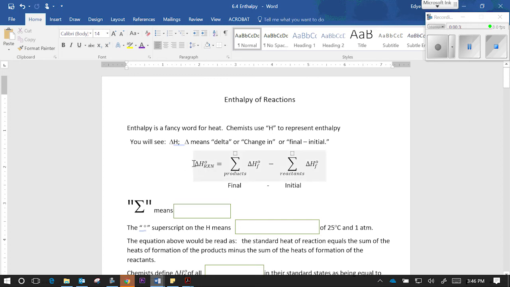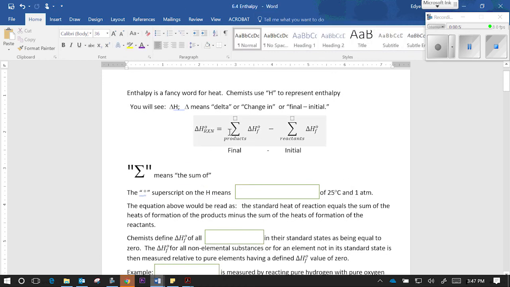So delta H for a reaction, Rx, stands for reaction, would mean we're going to add together the heats of formation of the products. That's the final, the products. And then subtract the heats of formation of the reactants. Reactants are what we start with, so that's our initial. So it's final minus initial. I will explain what all these things mean.